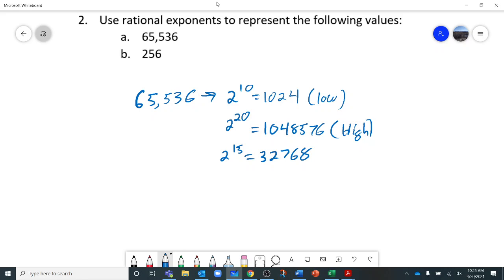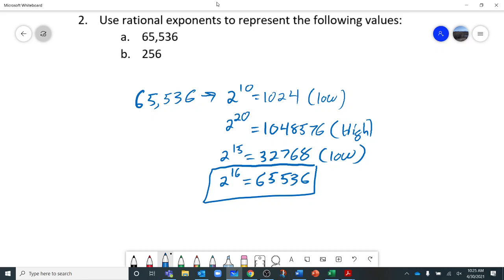That's too low, but I might notice that this is about half of 65,536. So if I double this, which means I would raise it to the 16th power, then 2 to the 16th is 65,536. So we're using a guess and check method because you haven't learned yet how to use the other method, which is a little bit more intense. So we could rewrite 65,536 as 2 to the 16th power.